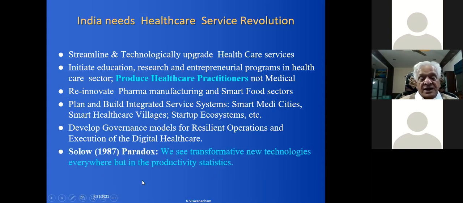You must have heard of a scientist called Solow. He was an economist who got a Nobel Prize in 1987. His paradox says we see transformative new technologies everywhere, but not in the productivity statistics. This is what I said when I started, with Industry 1.0 to 2.0 and so on. It takes time for any new technologies to get in, such as analytics and so on. It will take time, and that is what happens.